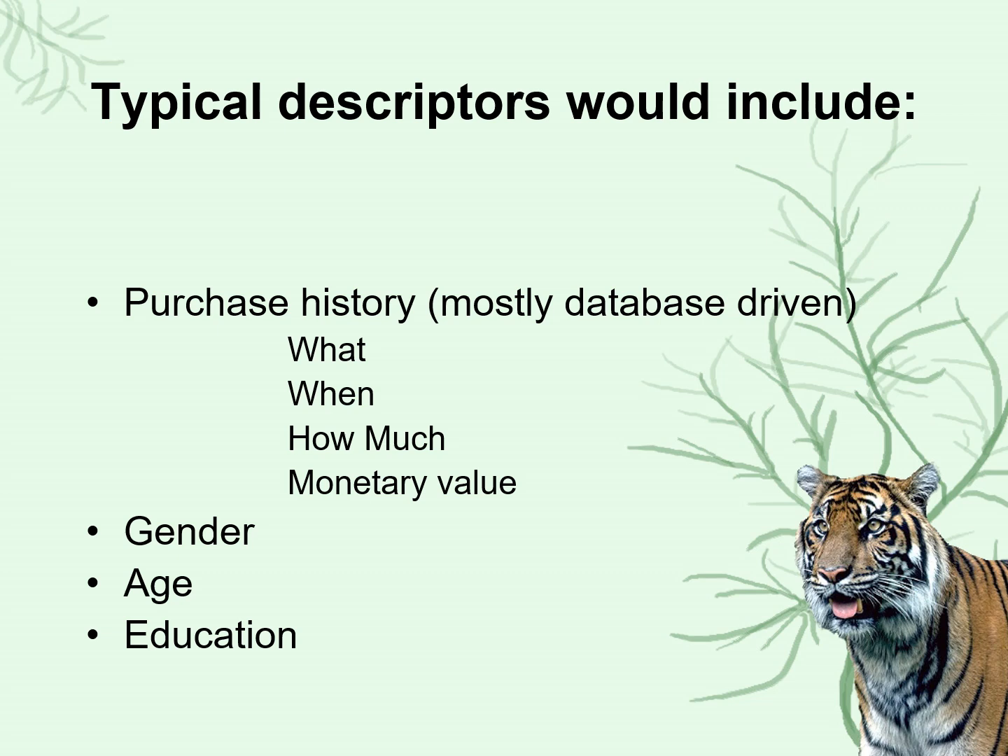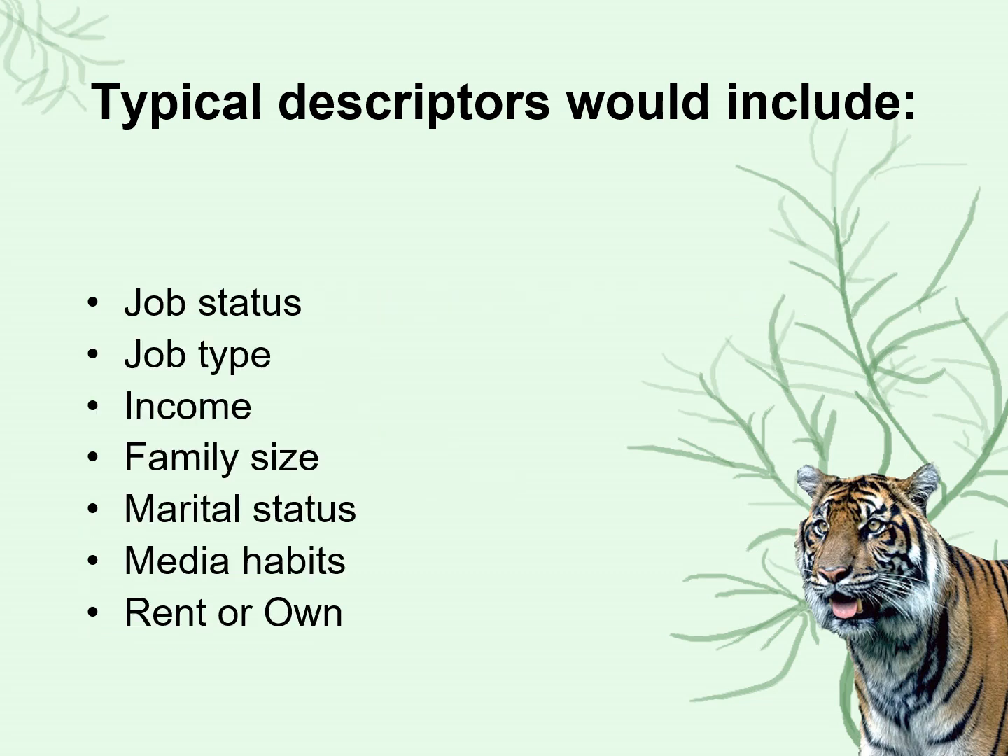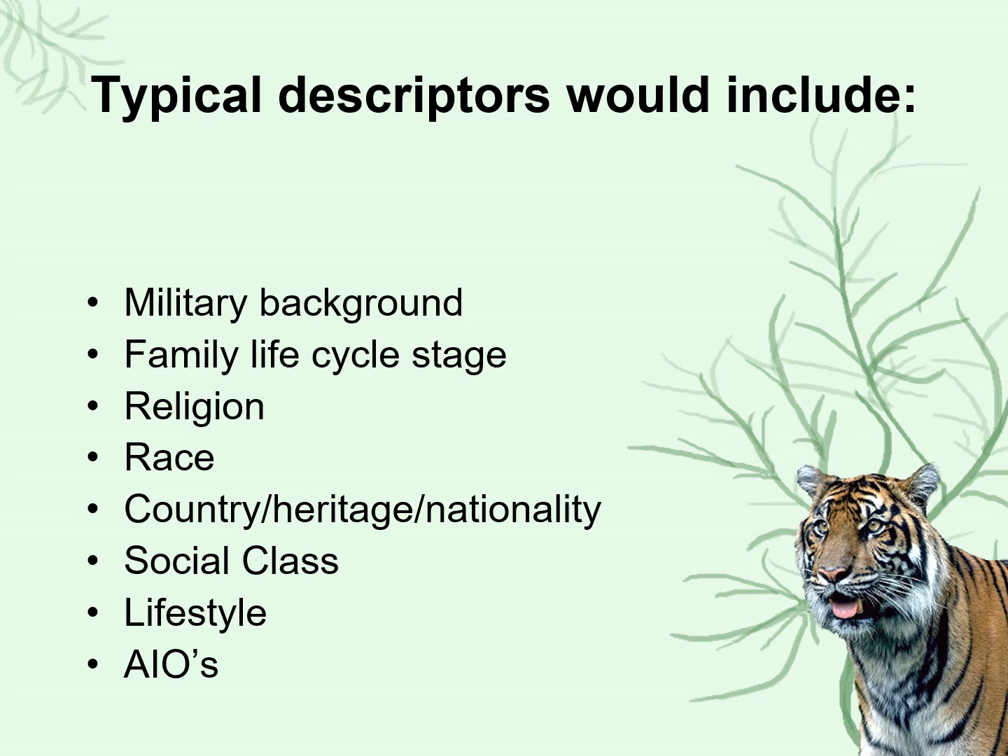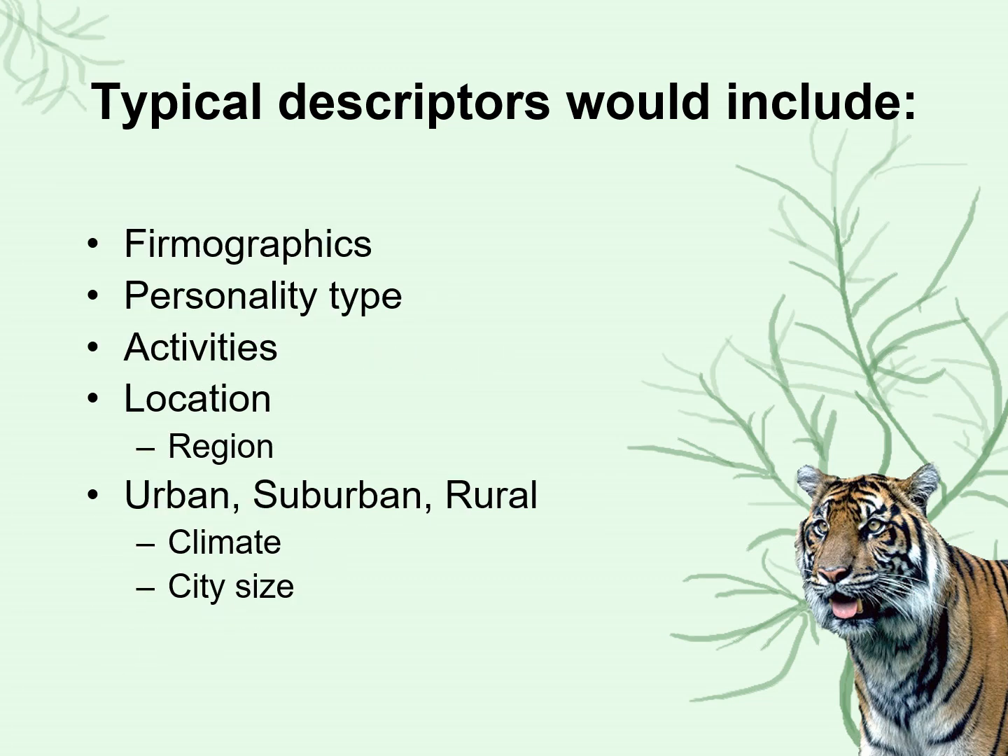Another descriptor is gender, age, education. These are sort of the big regular ones, along with income, family size, marital status, whether you rent or own your home, perhaps the media habits, military background. It could be race, it could be social class, lifestyles, attitudes, interests, and opinions, AIOs. For businesses, it could be firmographics, could be personality type, it could be activities that you perform. For instance, you might be an active walker, and if you walk at the mall every morning, certainly that's a target market for certain kinds of goods and services. It could be location, could be size of the city.